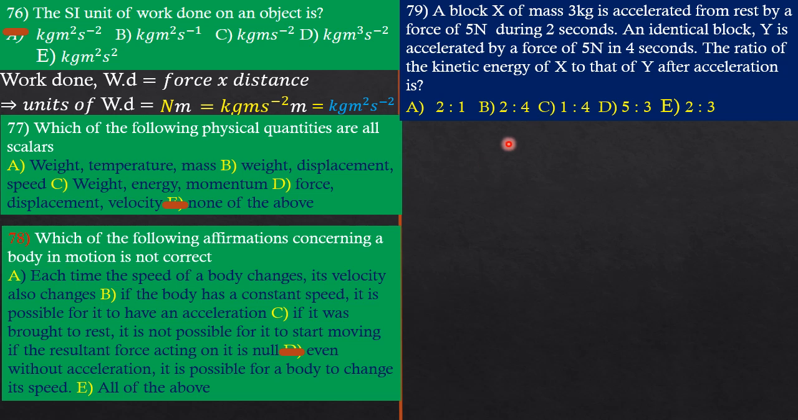All right, so guys, we are going to start by saying that since the two blocks are identical, it means they have the same mass, right? And since they are being acted upon by the same force, that is 5 newtons, they are going to have the same acceleration. So therefore the acceleration of blocks X and Y, from Newton's second law, is simply given as the force over the mass. The force is 5 newtons, and the mass, since they are identical, is 3 kilograms. So we have 5 over 3 meters per second squared.